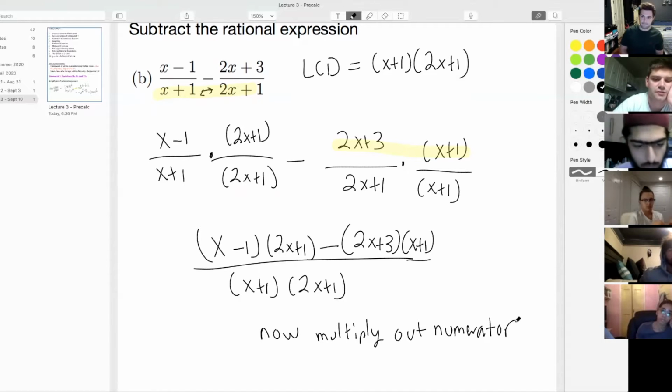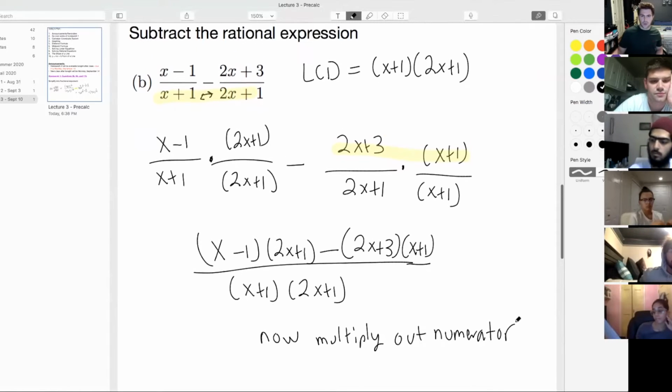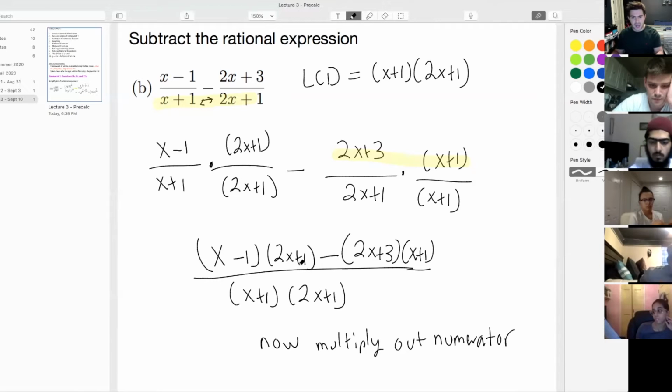Canceling each other out on that, like x plus 1 and x plus 1, 2x plus 1 and 2x plus 1. Where are you seeing canceling out? X plus 1 on the bottom, and then x plus 1 on the numerator. Yeah, so fractions can't be canceled that way.